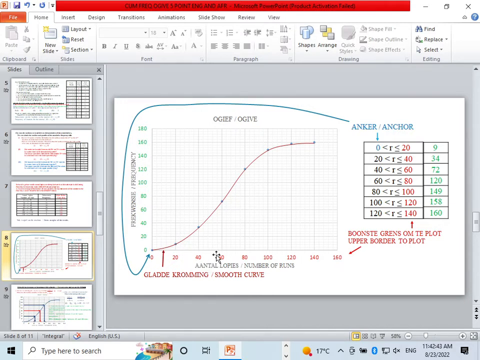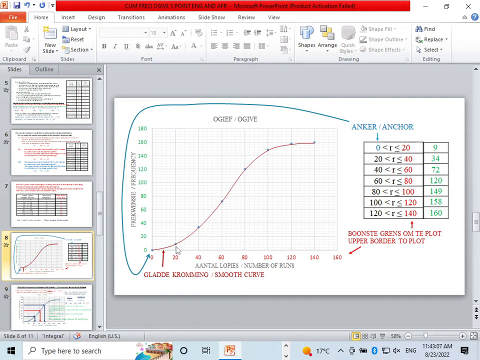Alright? Now look at how we would plot it. You use the upper border to plot. So you see your interval's got two values. You don't use the lower one. You don't use the midpoint, you use the upper value. So therefore the first point you will plot is 20 and 9.